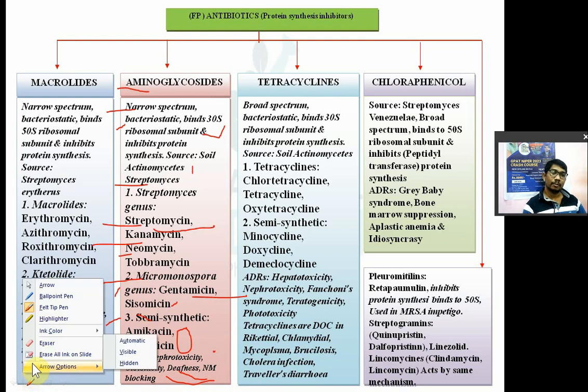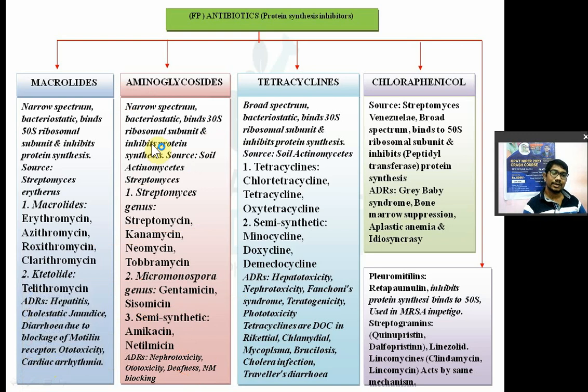So the first class was the macrolides. We have seen about the macrolides. Second class was the aminoglycosides. We have seen about the aminoglycosides. Now the third class is the tetracyclines. Why are they known as tetracyclines? Because they have four rings in their structure. That's why tetracyclines. They have two naphthalene rings joined together. They are broad spectrum antibacterial drugs. They are bacteriostatic in nature. They bind to the 30S ribosomal subunit and inhibit protein synthesis.